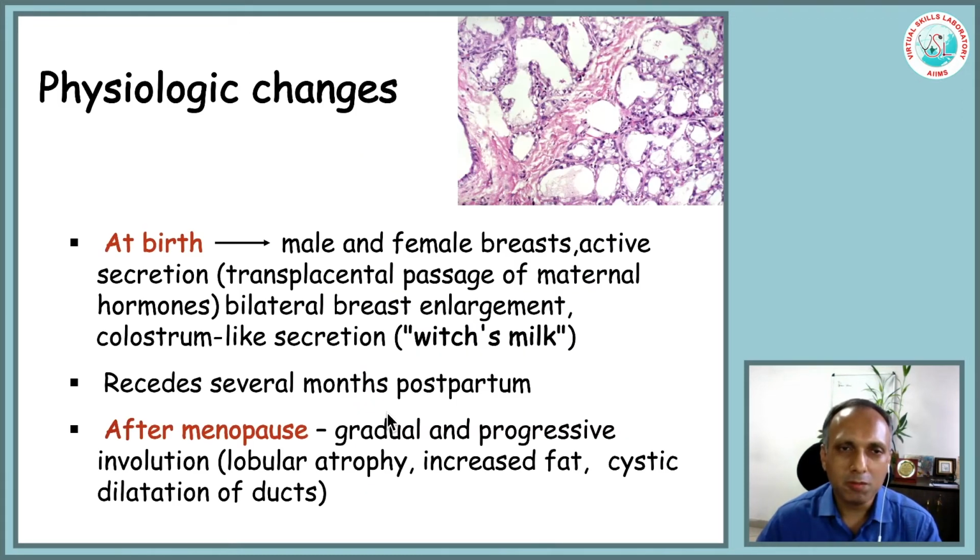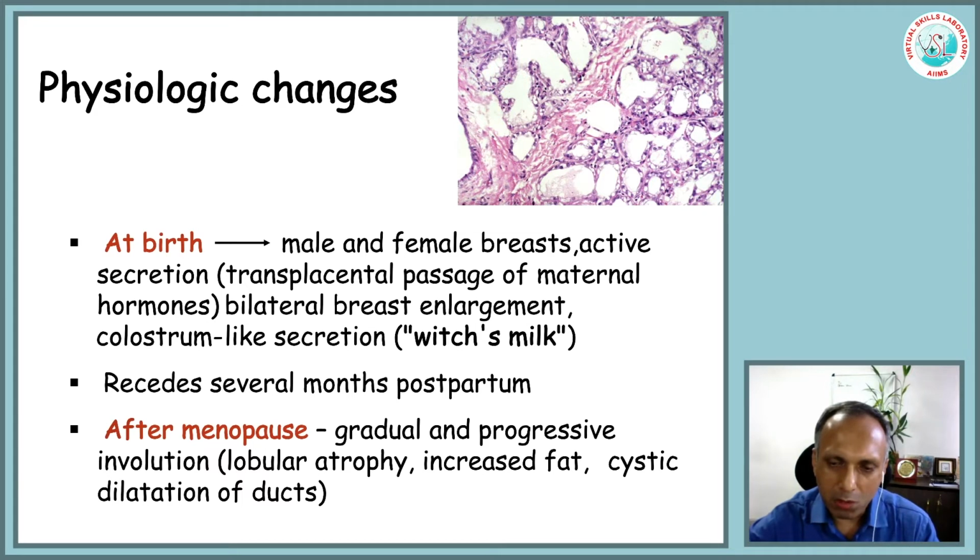Now coming to some of the physiological changes which occur at birth, you have the male and the female breast which actively secrete. Now this secretion is mainly because of the transplacental passage of maternal hormones. So you may have bilateral breast enlargement and colostrum-like secretion, which is known as witch's milk. Now this automatically recedes several months postpartum.